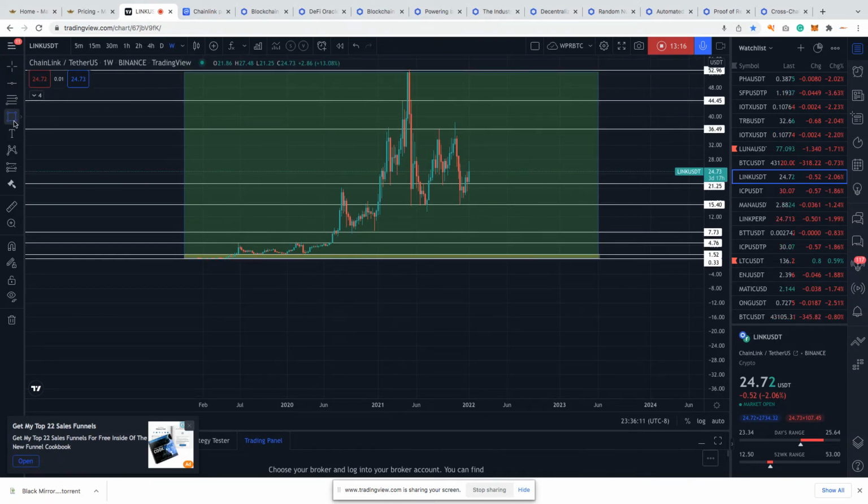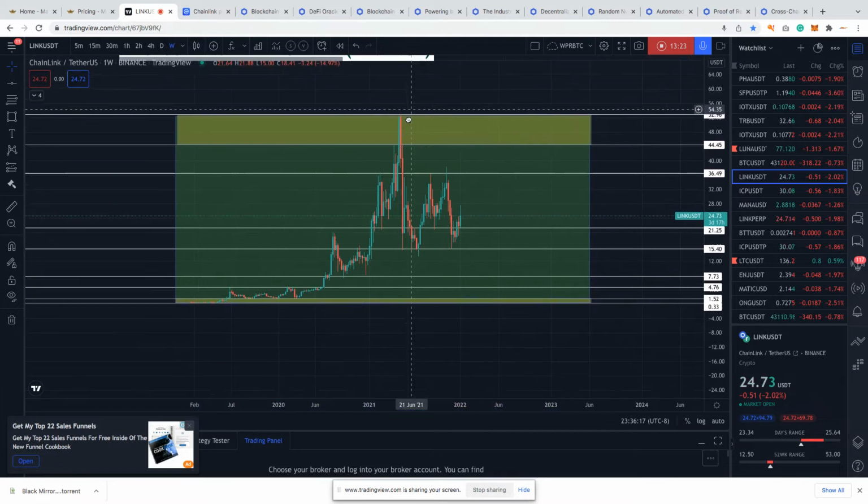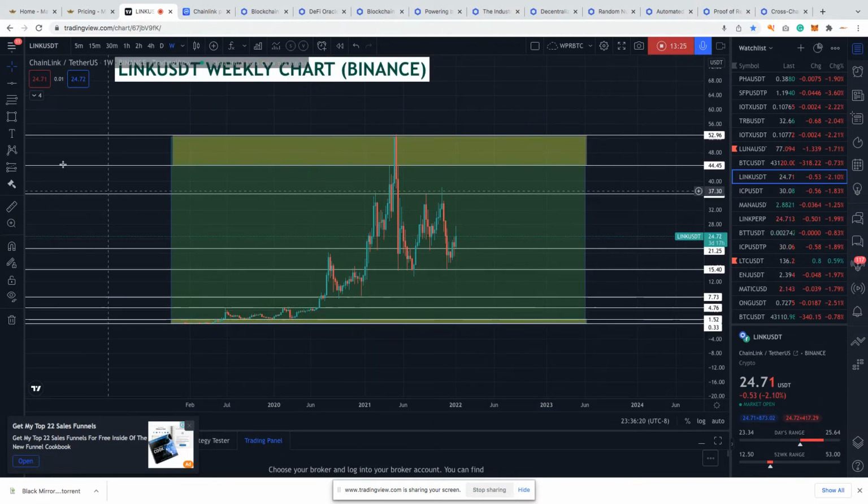In crypto, a move can take place for over 6 months. There will be a bull market, a straight bull market for a complete year. So you can see if you entered Link right here and you've been using the weekly chart, you can actually maximize this move up to this point.